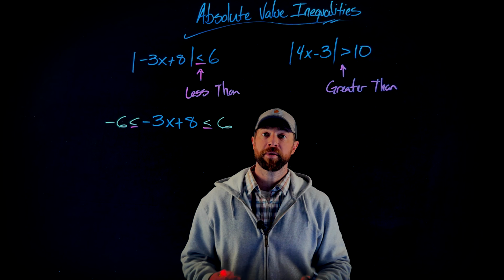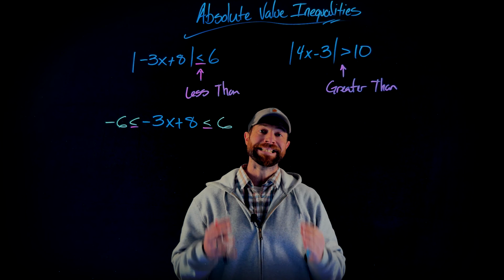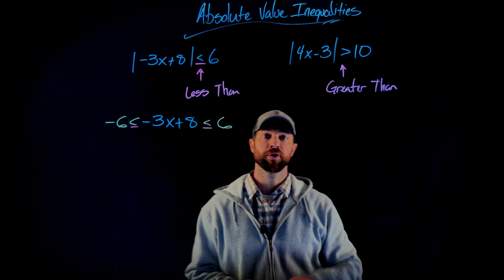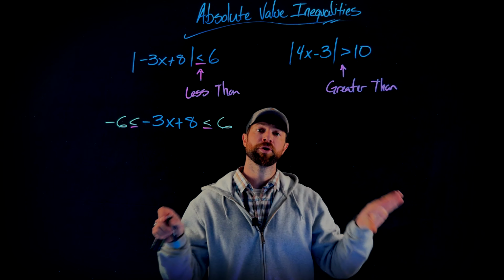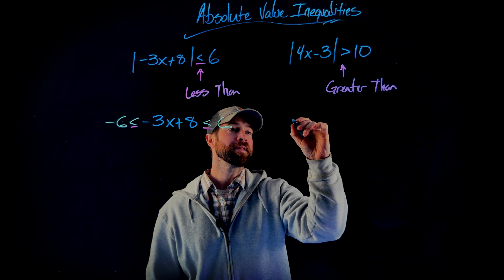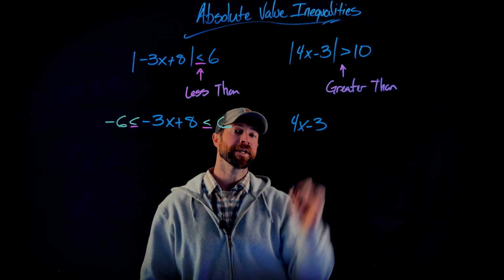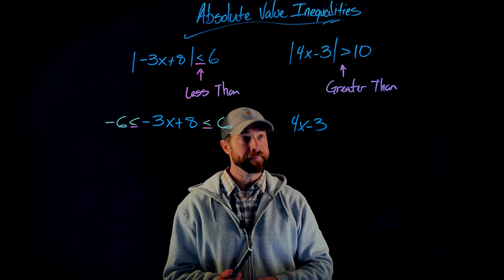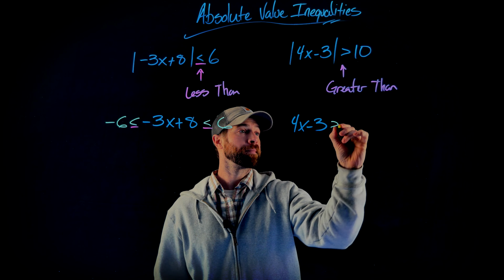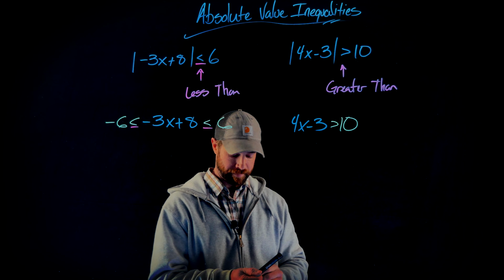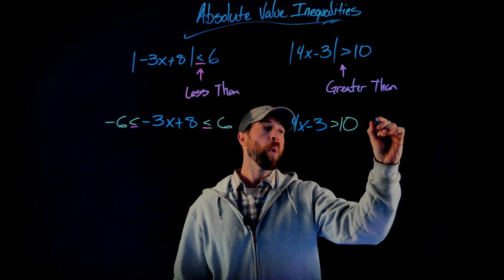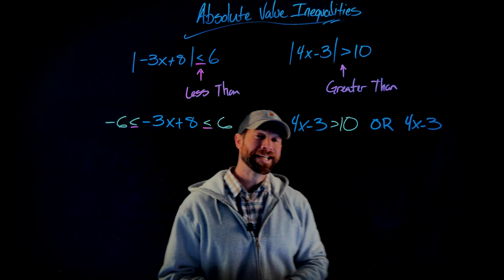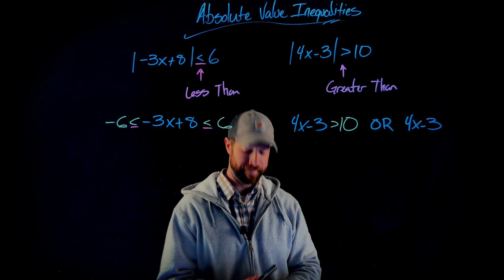We attack the greater than absolute value inequalities differently than we do the less than. For the less than, we want them sandwiched in between two values. For the greater than absolute values, we're going to get two disjoint sets. We find those sets by taking this expression 4x minus 3, and we want it to be greater than 10, or we want this expression 4x minus 3 to be less than -10.